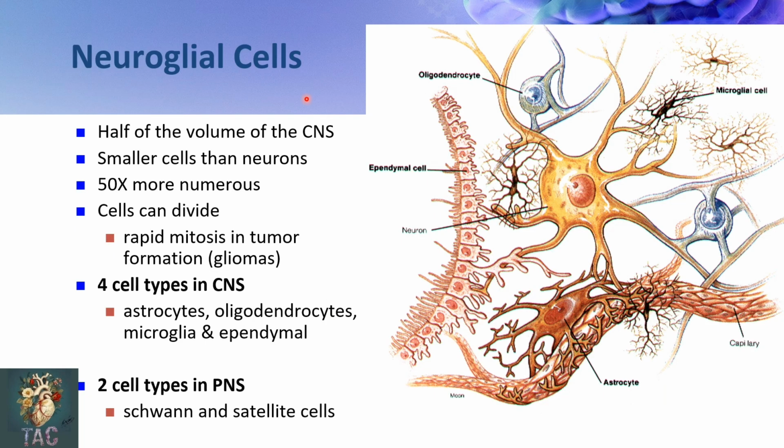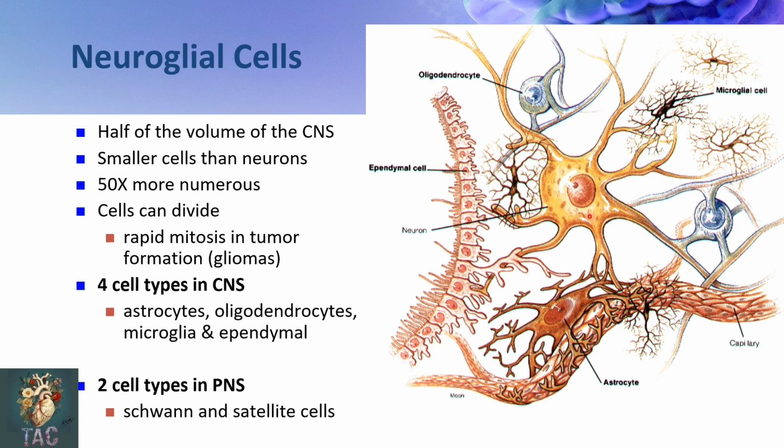First, neuroglial cells. Half of the volume of the CNS is formed by the neuroglia, or simply the glial cells. They are smaller than the neuron. They are 50 times more numerous than neurons. These cells can divide. There is a rapid mitosis in tumor formations called the gliomas. There are 4 types of cells in the central nervous system: the astrocyte, the oligodendrocytes, the microglia, and the ependymal cells.